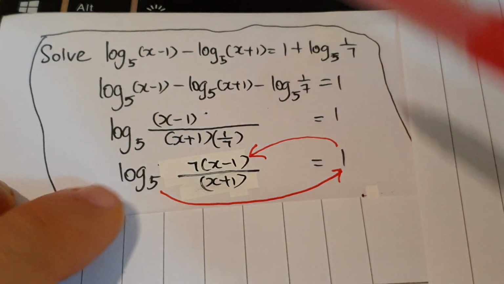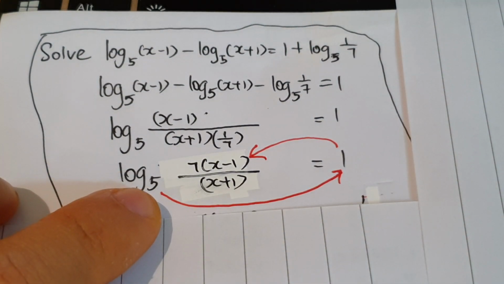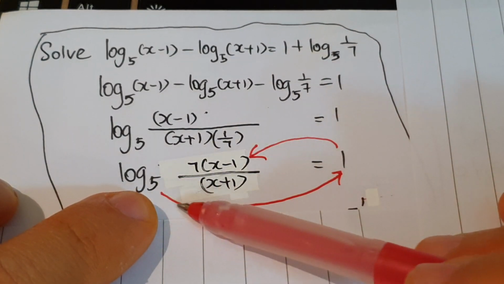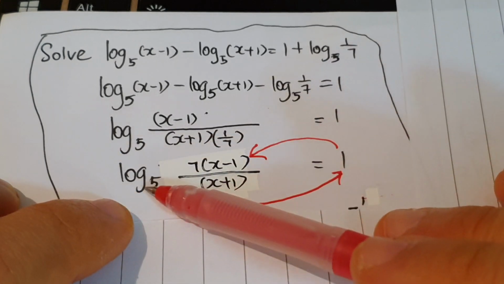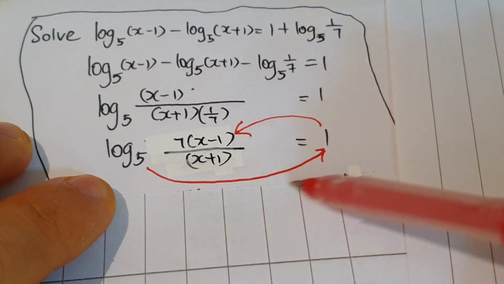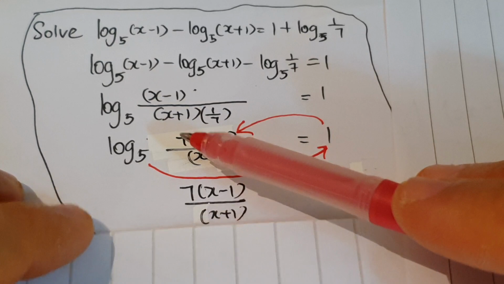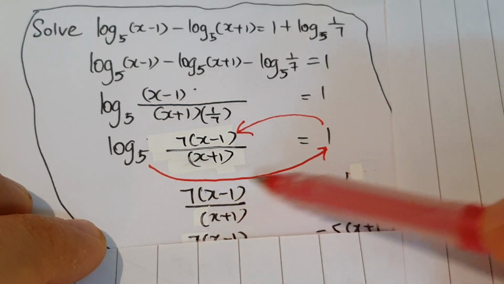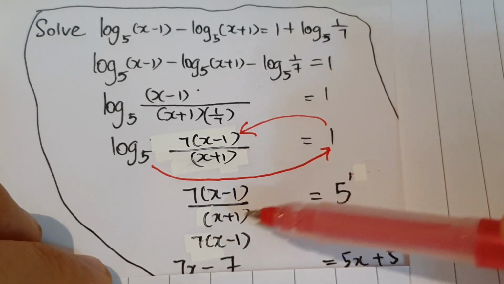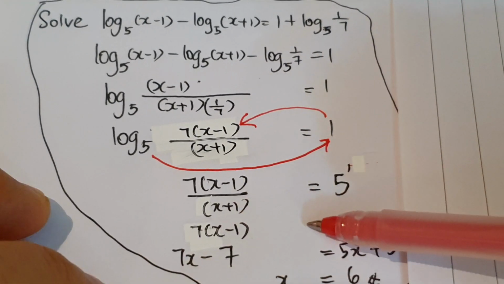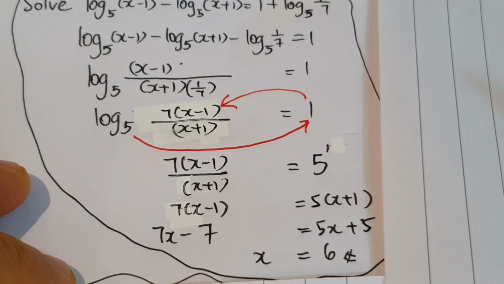Now once you've done that, please remember this number 5 here is the base. So when you do the bowling, always start with the base. So it's 5 to the power 1 equals to this. So to convert from logarithmic to index form, you start with the base, 5 to the power 1 equals to this. After this is very simple really, all the way E maths. Then you solve, get the answer.